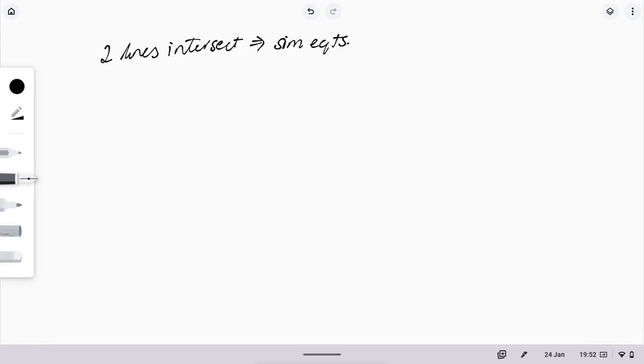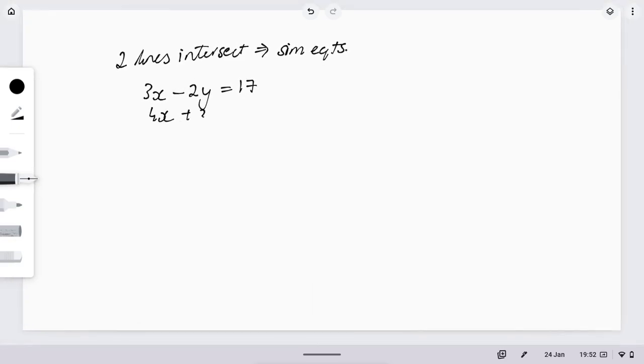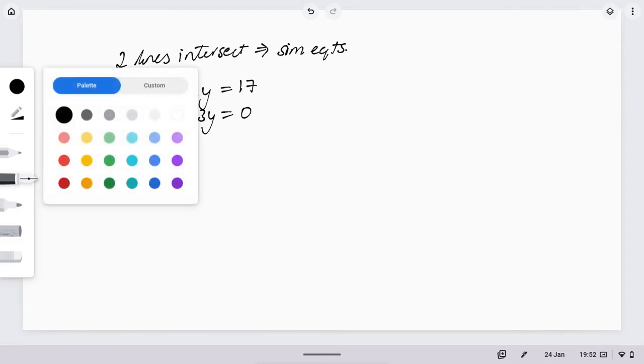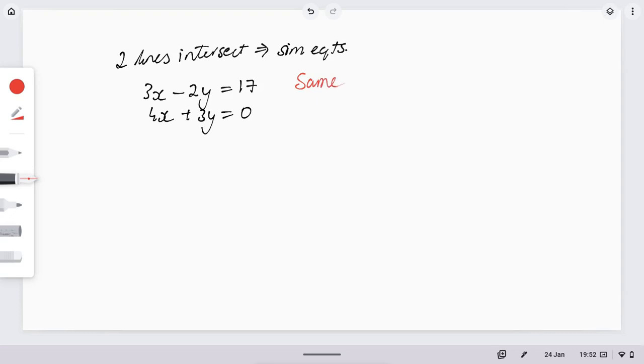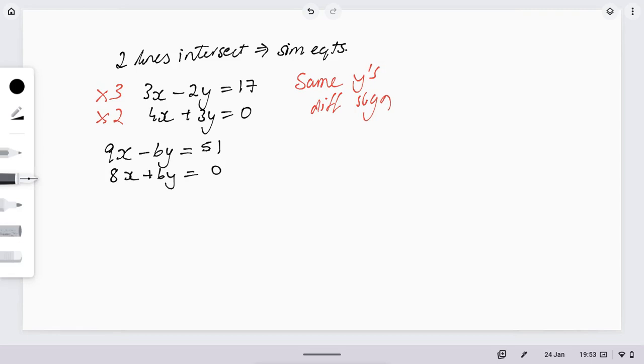So if they ask you where does 3x minus 2y is equal to 17 and 4x plus 3y is equal to 0 intersect, what I always try and get is the same number of y's, different sign. So how many y's have I got on the top line? I've got 2, bottom line 3. So I'm going to multiply the top line by 3 and the bottom line by 2. Just multiply by the opposite number. And since the signs are different, we don't need to multiply any of those by a minus. So the top line: 9x minus 6y is 51. 8x plus 6y is 0. Same number of y's, different sign, they go.